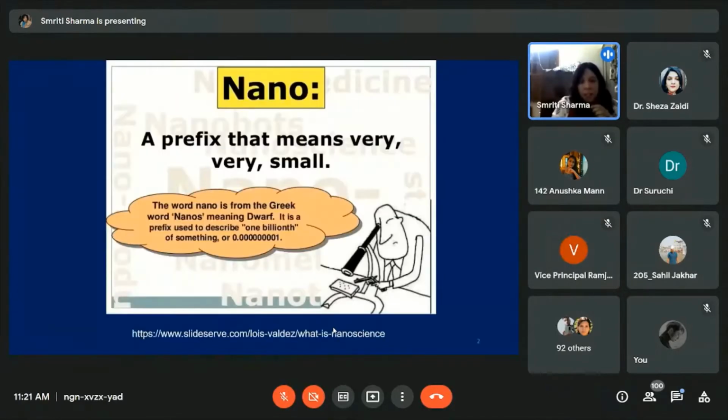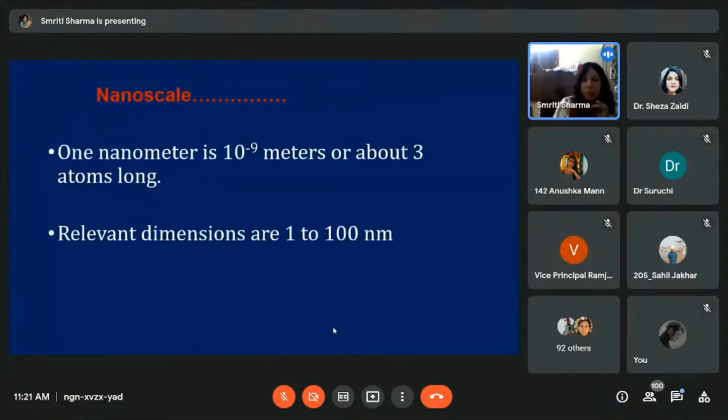So let us start. As Anushka rightly pointed out, what is nano? Nanoscale means 1 billionth of something, right? 10 raised to the power minus 9 meters. So if you have a 1 meter scale and you draw 1 billion equally spaced lines on that scale, the distance between two lines will be 1 nanometer. And the scale that is important is 1 to 100 nanometer. The relevant dimensions for nanotechnological fabrication and characterization are 1 to 100 nanometer.